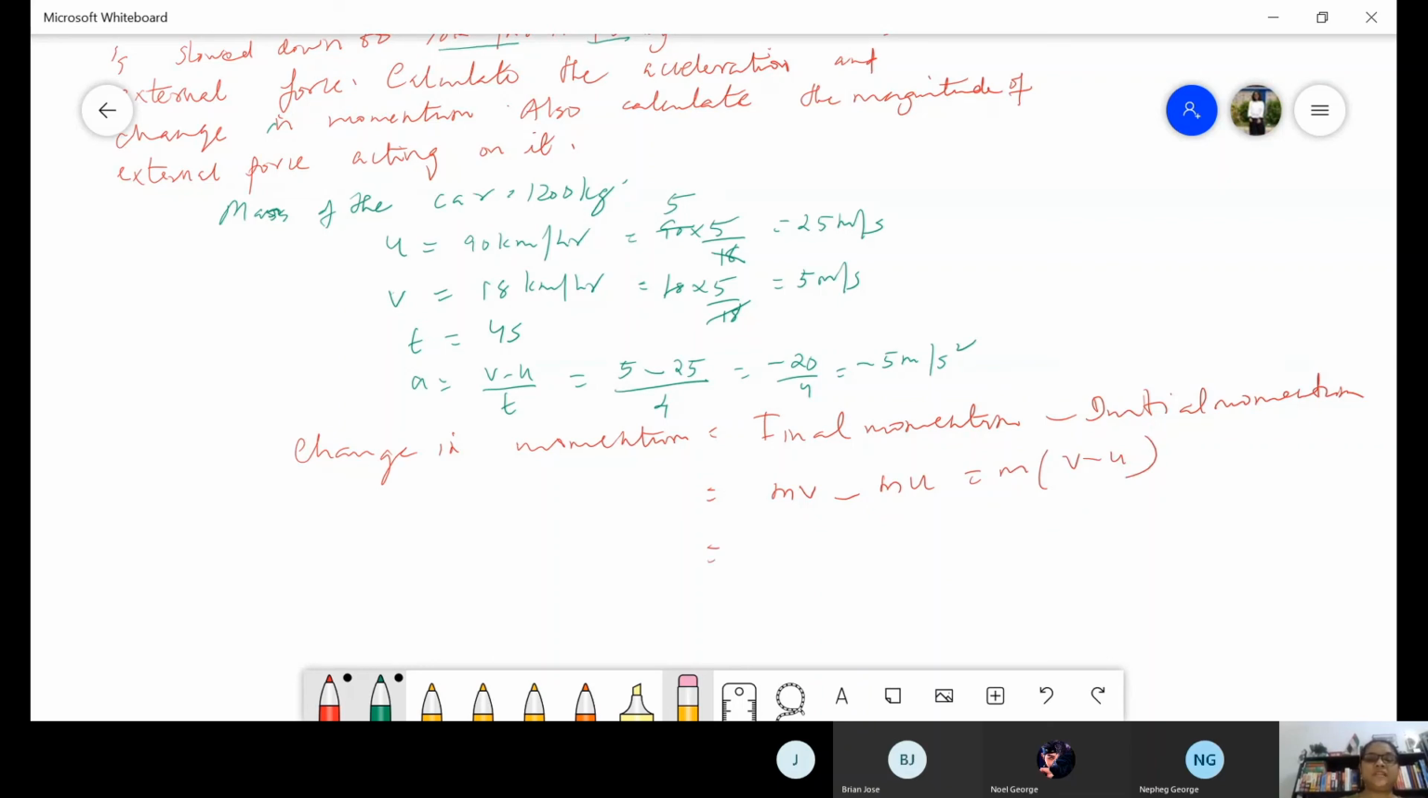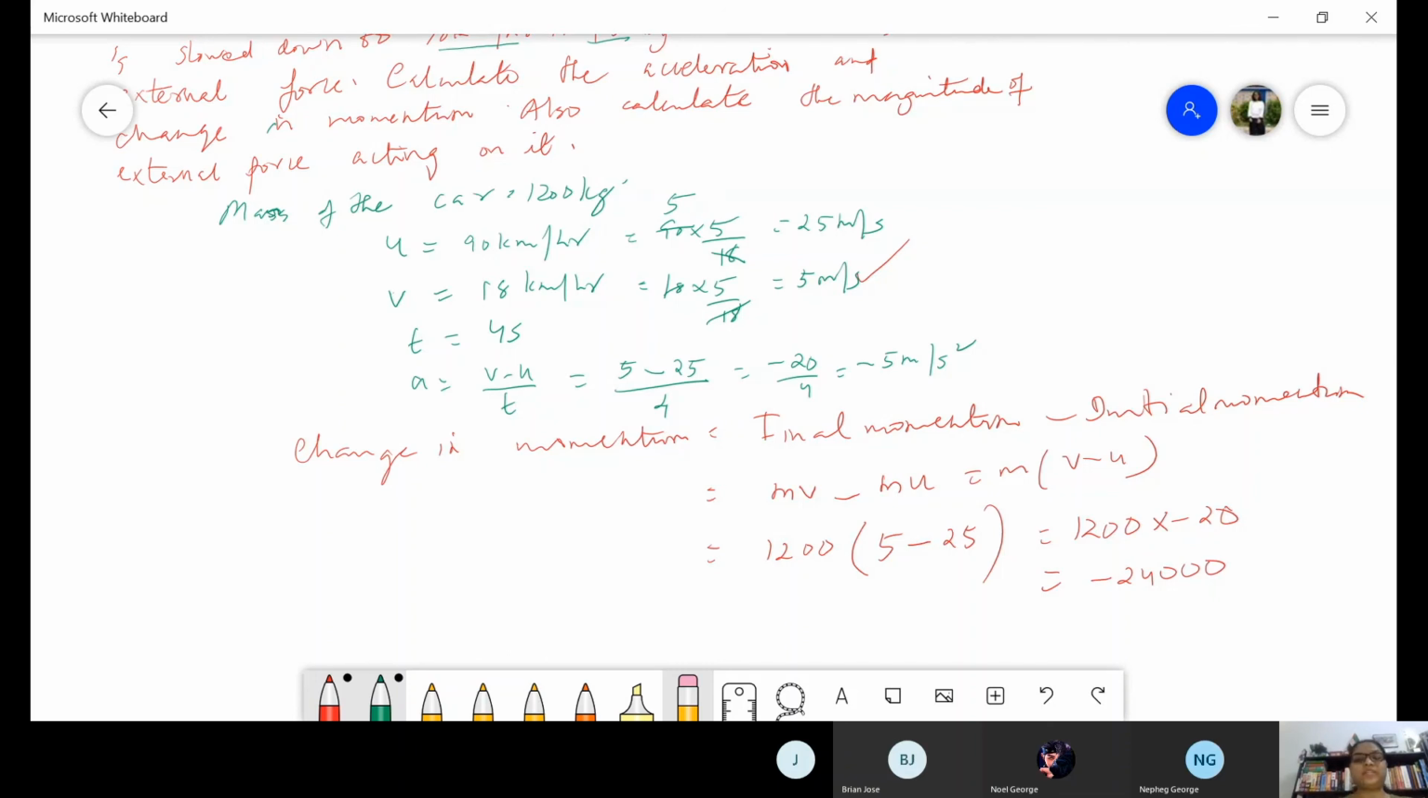You know what is the mass of the car? 1200. So we will write here 1200. Mass is 1200. V minus U. What is V here? 5. And what is U? 25. So it will be 1200 into minus 20. So 12 into 2 is 24 and then 3 zeros. So this is the change in momentum.